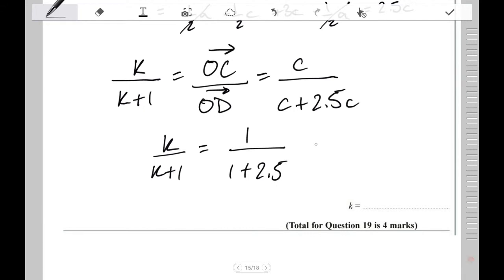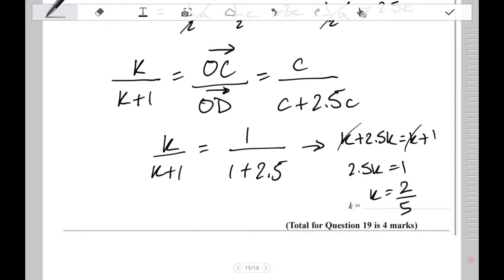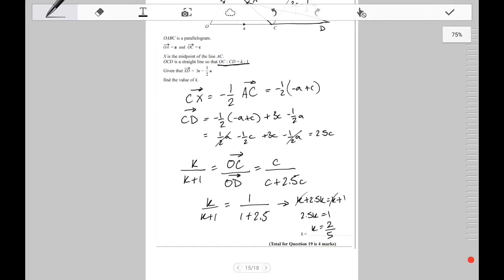Okay, so we can cross multiply. End up with K plus 2.5K is equal to K plus 1. While the K's cancel out, you end up with 2.5K equals 1. So K equals 1 over 2.5 or 2 over 5, whichever way you prefer to write it. So 1 over 2.5, which can be simplified to 2 over 5. And that's how you solve it.